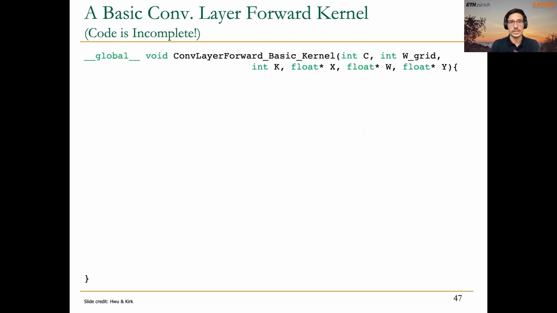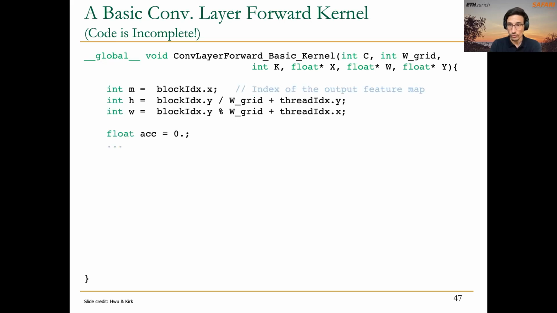And here you can see some example code for a basic convolutional layer in a forward kernel that would be used for inference in the neural network. This code is incomplete, but I think that it can give you a clear idea of how to implement this kind of convolutional layer. First of all, as usual, we need to define the indices, in this case, of the output feature map. We also use an accumulator here, and then we have to go over all the channels because usually in convolutional neural networks, we have multiple input and multiple output channels.